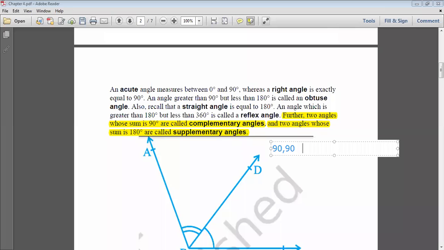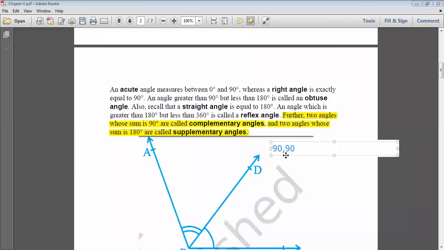Arnav. Abhinav Pal. Anushka. Well, anyone who can say about the supplementary angle, just raise your hand.